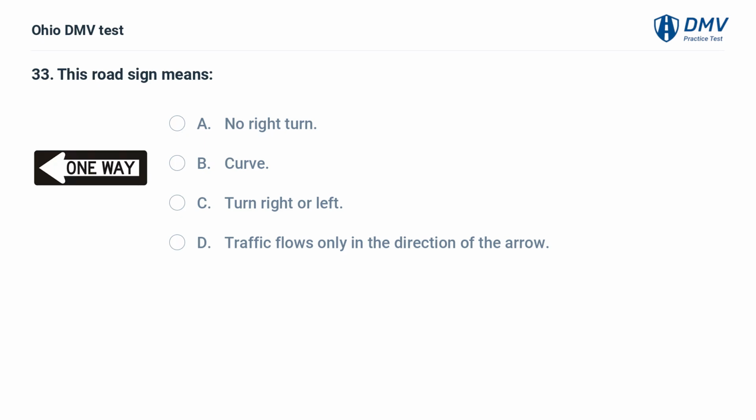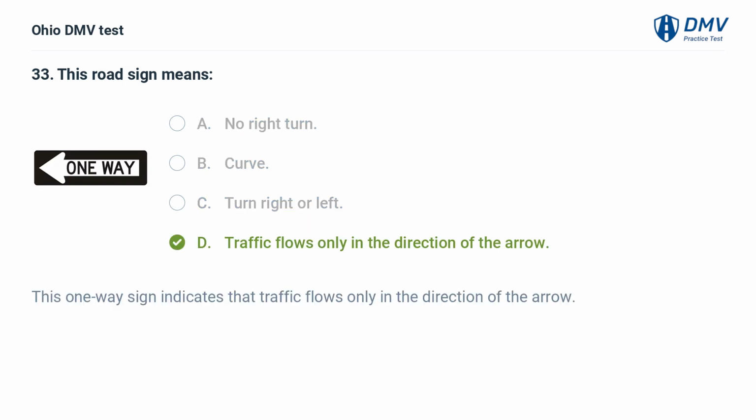This road sign means: A. No right turn. B. Curve. C. Turn right or left. D. Traffic flows only in the direction of the arrow. D. Traffic flows only in the direction of the arrow. This one-way sign indicates that traffic flows only in the direction of the arrow.